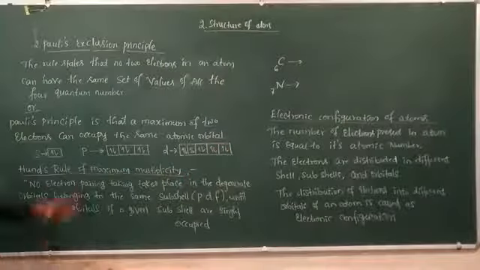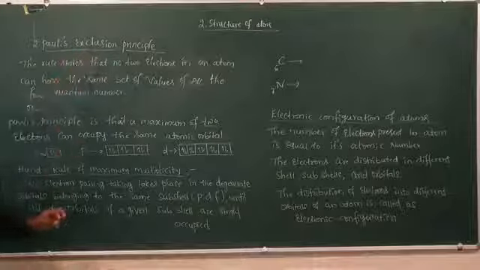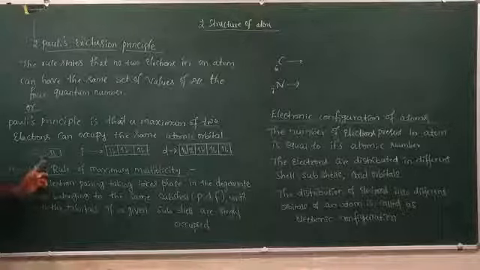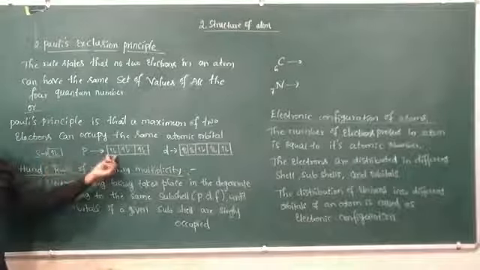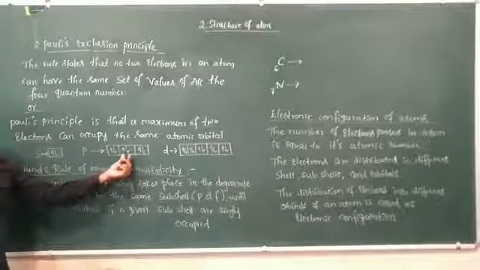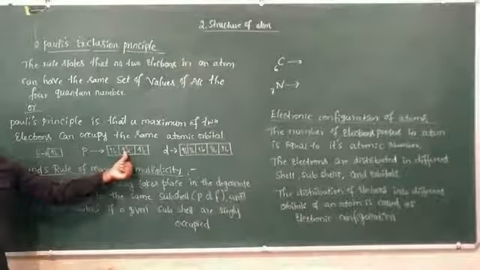This is Pauli's exclusion principle. One orbital must accommodate a maximum of 2 electrons.